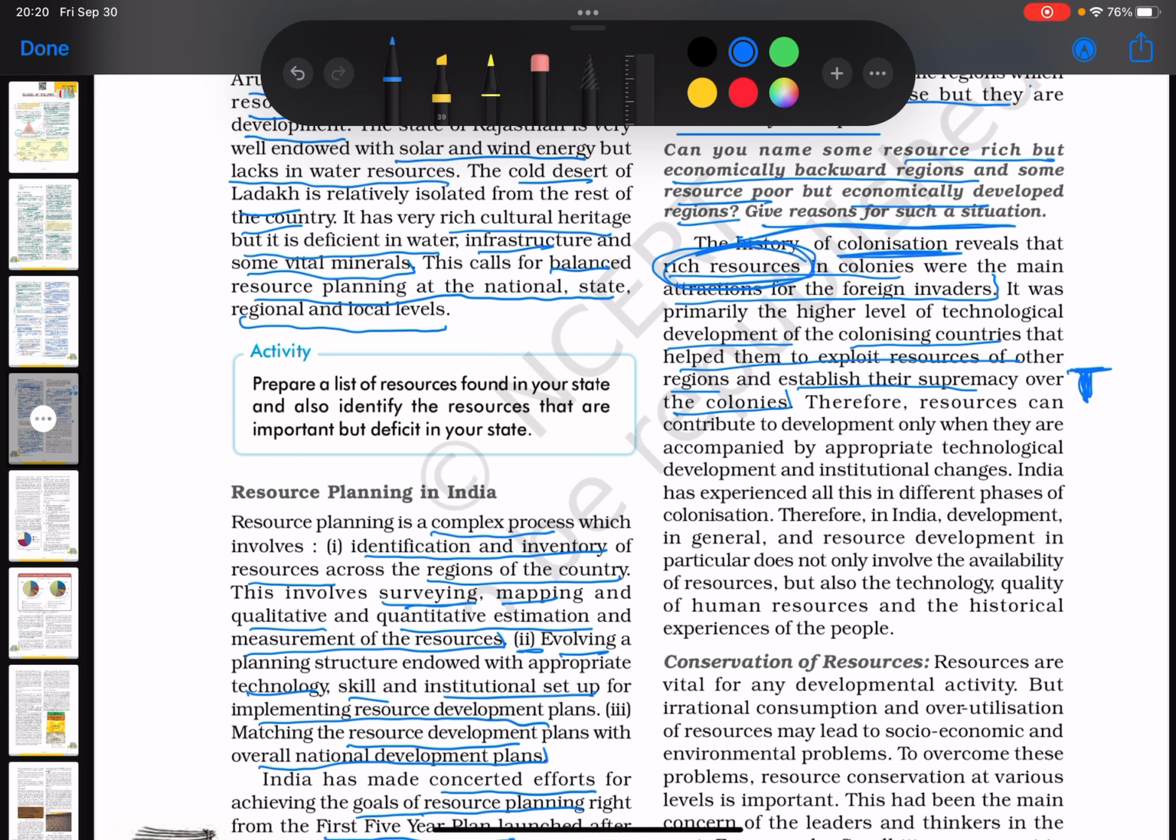So therefore resources can contribute to development only when they are accompanied by appropriate technological development and the institutional changes. So this is a key idea, that you need to come back to that triangle which we discussed in the first video. So development in general and resource development in particular does not only involve the availability of resources but also technology, quality of human resources and the historical experiences of the people.